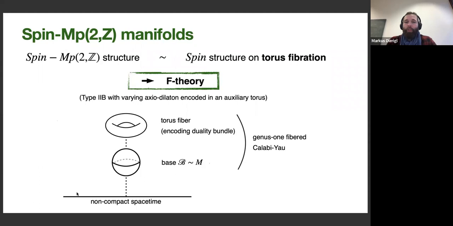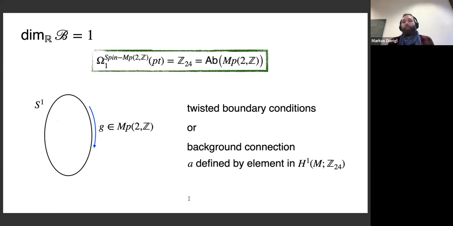And then, of course, we have this non-compact piece of space-time to which we want to define the boundary condition. Okay, so let's look at the easiest example here. That's where the dimension of the base is one-dimensional. So that's this bordism group, and it's given by Z24. And not by coincidence, this is also the abelianization of this duality group MP2Z. So the abelianization, you can simply calculate what it is, and it turns out that it's Z24.